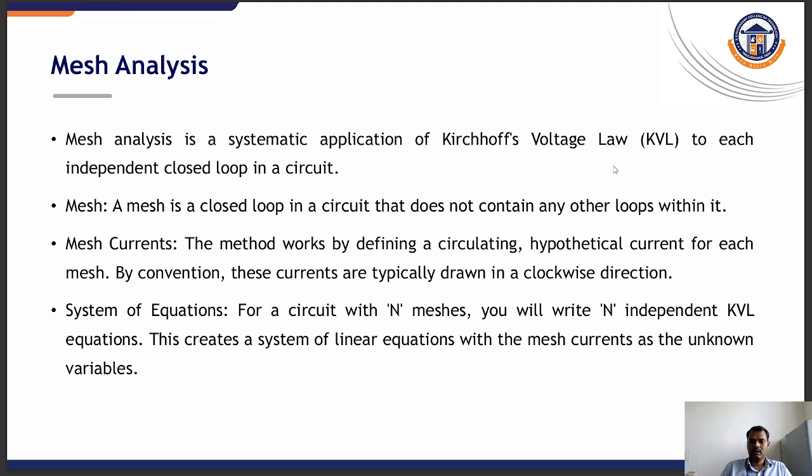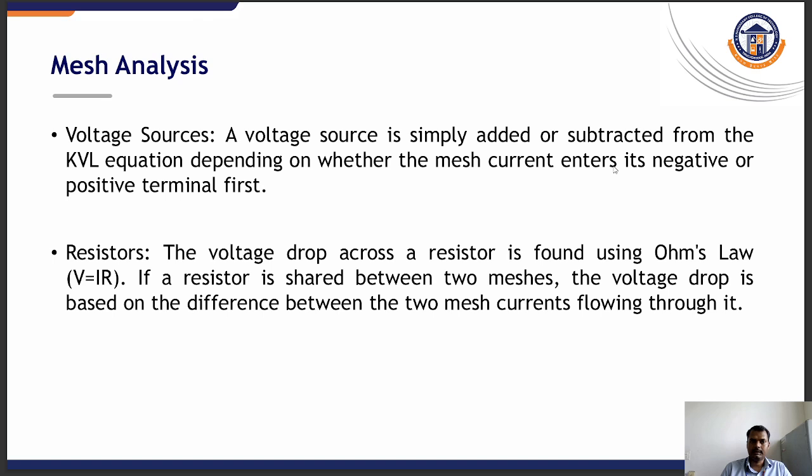So, a system of equations. For a circuit with n meshes, we will write n independent KVL equations. Suppose we have 10 meshes, then we have to write 10 KVL equations. If we have 3 meshes, then we have to write 3 KVL equations. Thus, by solving these, we can find the mesh currents, the unknown variables. And then the voltage source is simply added or subtracted in the KVL equation depending on whether the mesh current enters its negative or positive terminal first.